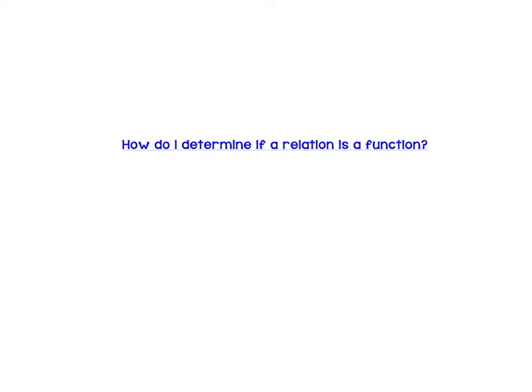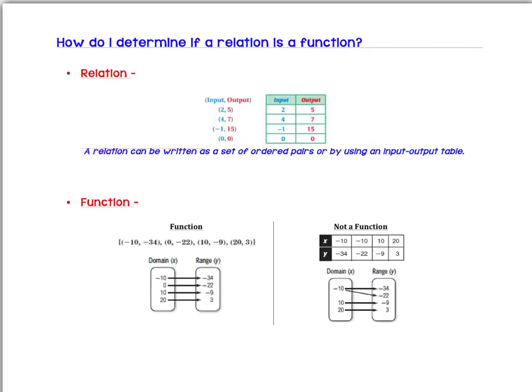In today's lesson, we're going to learn how to determine if a relation is a function. So first of all, how do I determine if a relation is a function? Let's take a look at the definition of a relation. A relation is a set of ordered pairs that relates an input and an output, and this relation can be any pairing of any numbers.